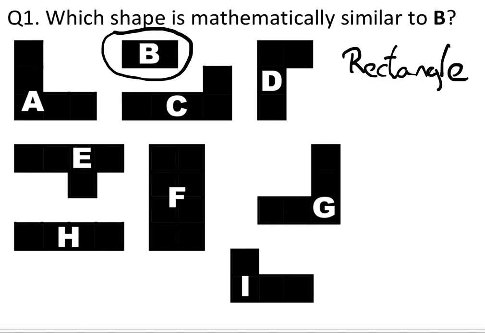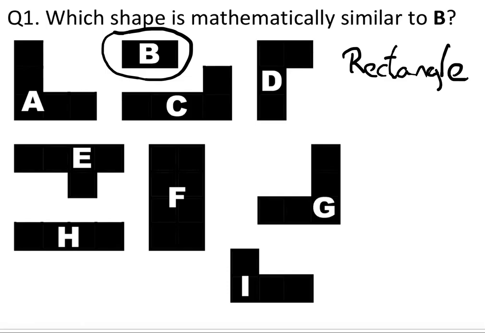Well, A's not. D looks like an L. E looks like one of these battleship things when you play the battleship game. H is a rectangle, so H possibly, and F's a rectangle. G and I are not rectangles, so we've got H and F as possibly mathematically similar to B.